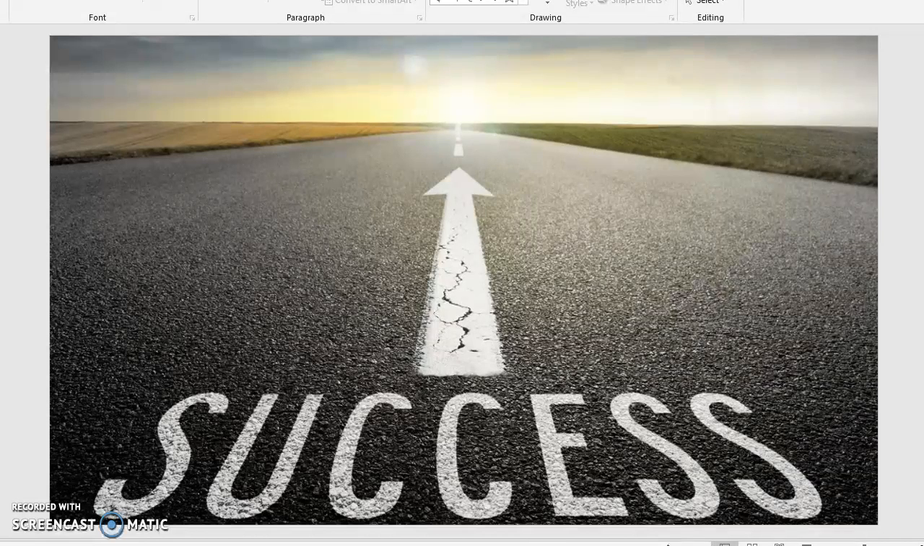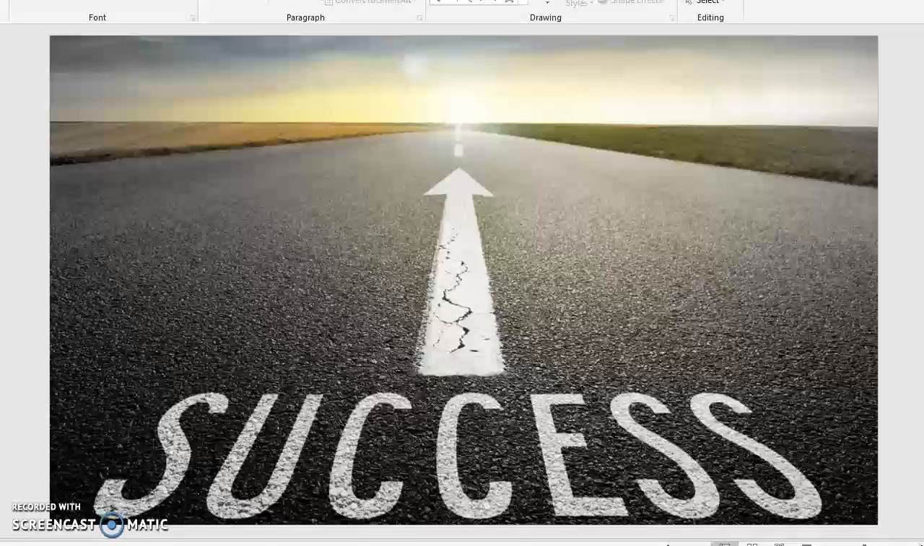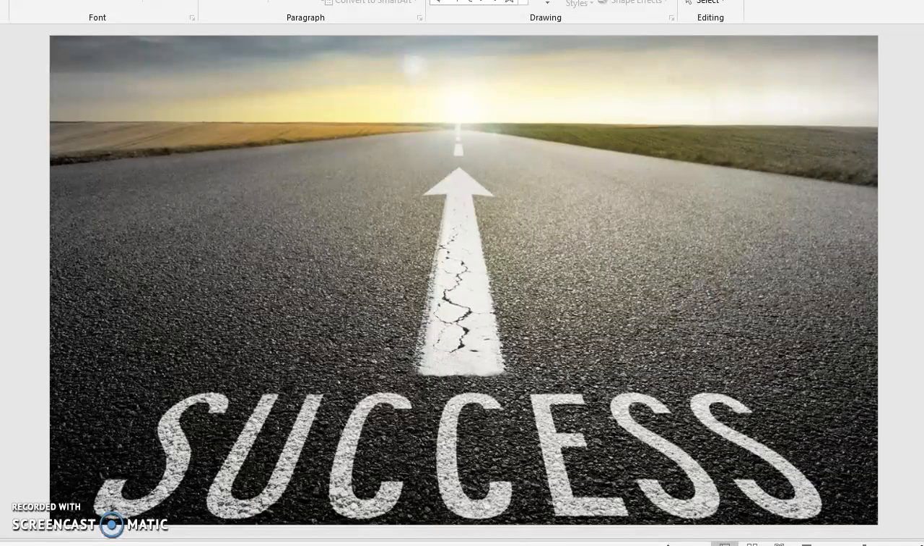These are just some examples of tools to aid you in creating effective PowerPoint presentations.